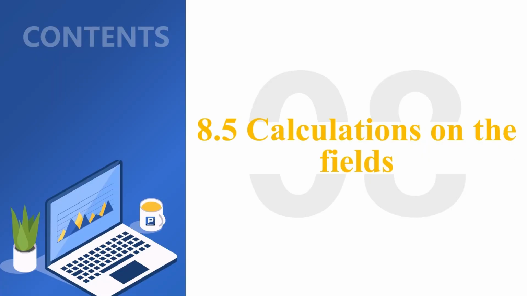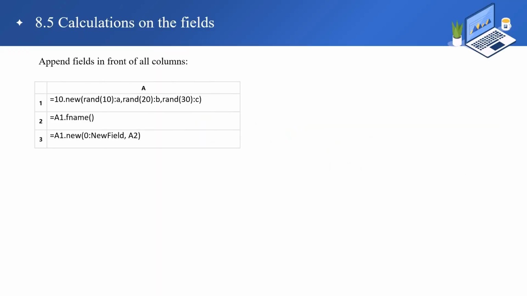Section 5. Calculations on the fields. As we said earlier, the ability of structured data in row and column directions is asymmetric. Convenient batch operations are usually only provided for the row direction, and columns always appear as independent individuals. However, we also need to perform some overall operations in the column direction sometimes, that is, to process a batch of fields together as a set.